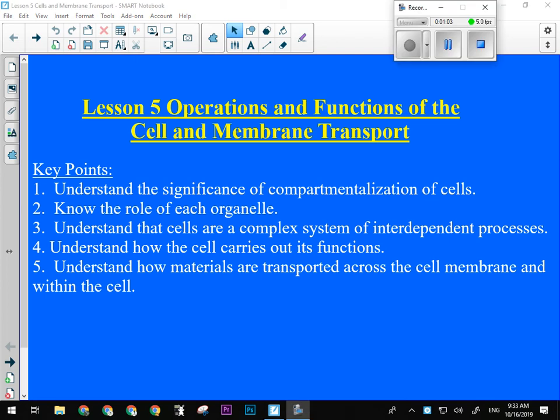So number one, first key point: understand the significance of compartmentalization. This is going to be an important term. In fact, today we're going to go over lots of big words, lots of important vocabulary in biology, especially to do with the parts of the cell.